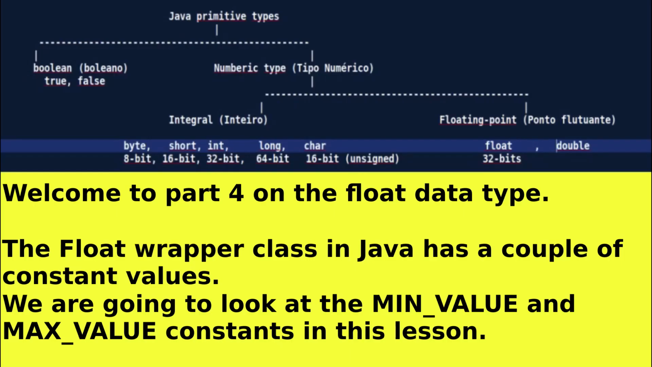Welcome to part 4 on the float data type. The float wrapper class in Java has a couple of constant values. We are going to look at the min and max value constants in this lesson.